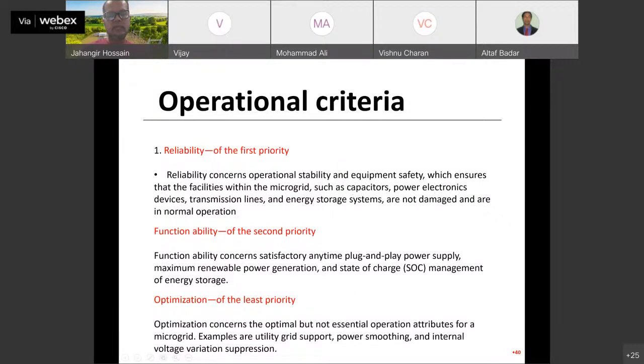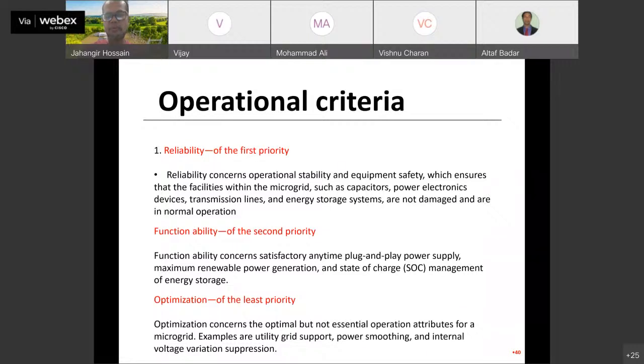And the third priority: once you have a safe and stable microgrid, you are having your maximum generation like MPPT working well, you are maintaining the battery SOC maximum and minimum limits, and you have your plug and play control. Then the third thing you can think about is to make the system optimized.